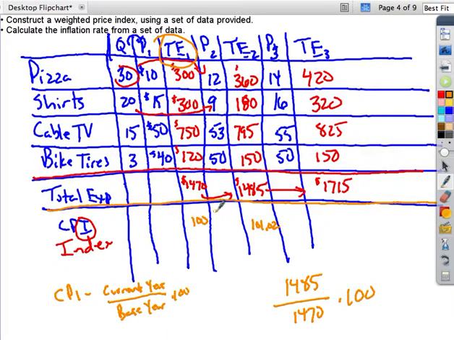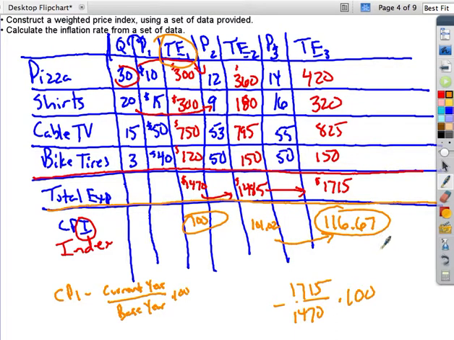All right, and this you can only subtract when you're comparing something back to the base year. All right, how about year 3? What would be the CPI value for year 3? So again, we take the 1715 divided by 1470, and that equals 116.67. All right, and so now we can look and say, yep, this index value has gone up. And so what if I said how much did it go up from year 1 to year 3? All you need to do is subtract these two numbers, and so we'd say that that'd be 16.7% inflation.